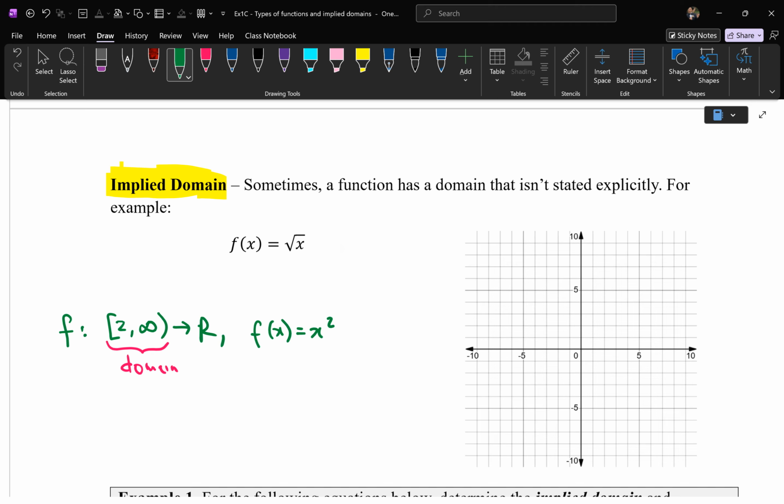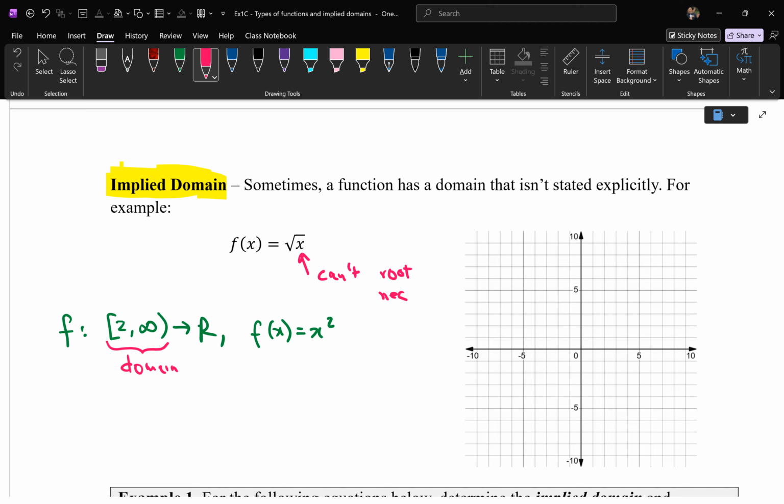Function notation. So domain maps onto the codomain, and then the function is f of x equals x squared. So this one we know the domain. This one, you have to know the graph to visualize or know the limitations of square rooting. What can't you square root? Negative numbers. Okay, you can't square root negative numbers unless you work into complex numbers, which is only for special students.